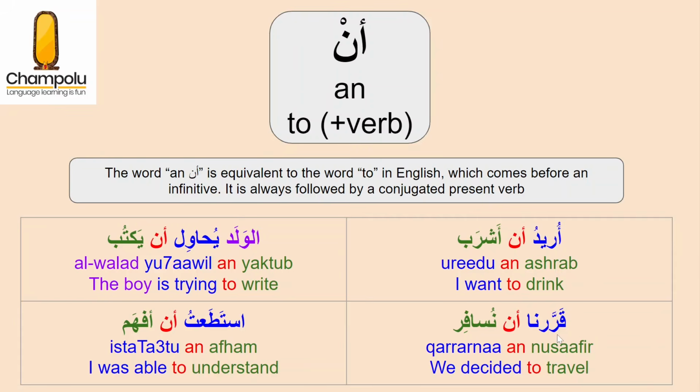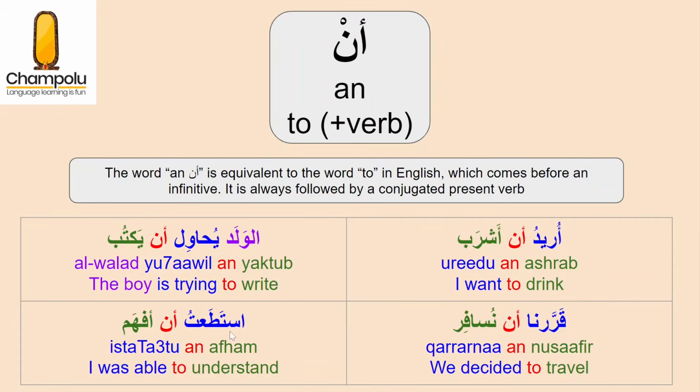And then we have something like قررنا أن نسافر. We decided to travel. So قررنا here is the verb قرر or يقرر, which means to decide, and then نسافر is the conjugation for the verb سافر or يسافر, and it's also conjugated with the same as the first verb.